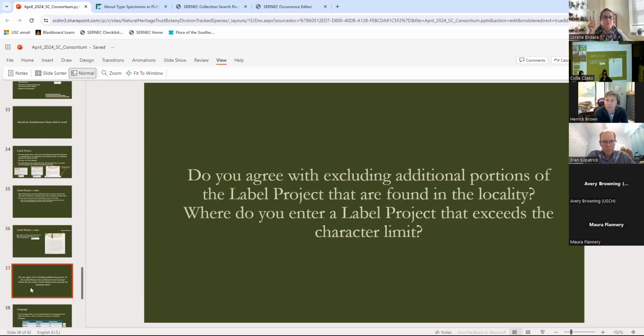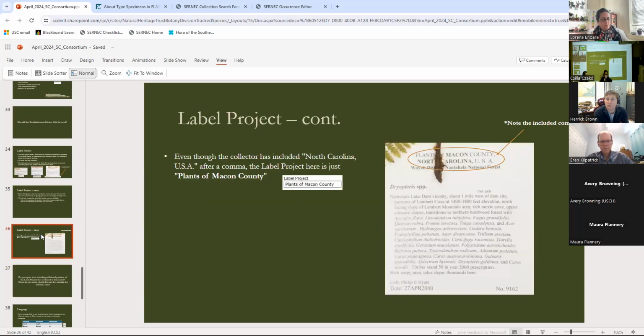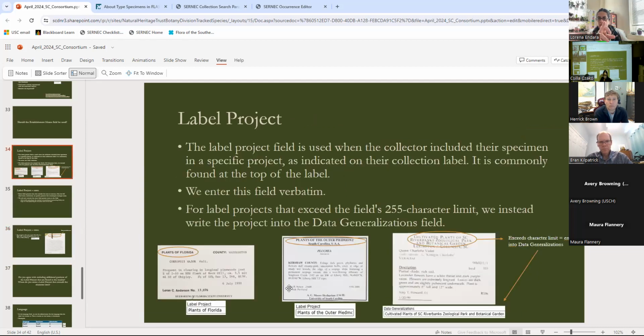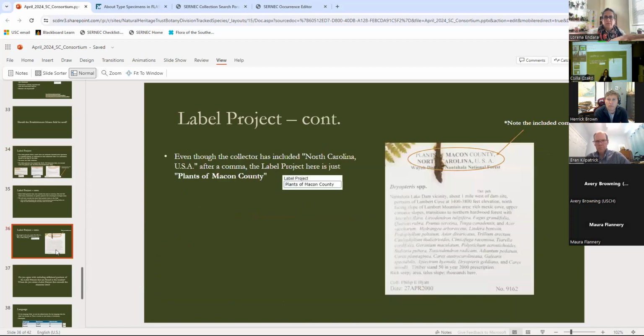Do you guys agree with excluding these additional portions? I'm sorry. Yeah, so the question was, when you talked about the exsiccata title, I noticed that you had the Flora of Chattooga in the exsiccata. How does that differ from the Flora of Macon County? What makes the exsiccata different from the label project?